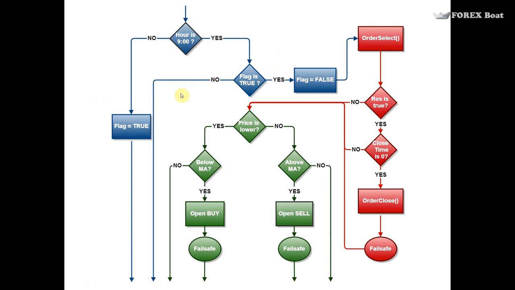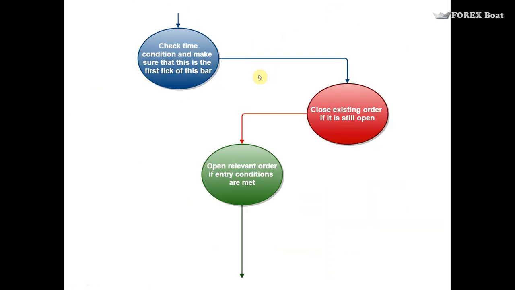And if we sum it up with a very short and simple diagram, then it will look like this. So in the blue part, we check that check time condition and make sure that this is the first tick of this bar. Once we've done that, we go and we close existing orders if there is an order still open. And once we've done that, we open the relevant order if entry conditions are met. So this is a very simplified view of our trading strategy, and this is how you would start thinking about what your algorithmic trading system will look like.